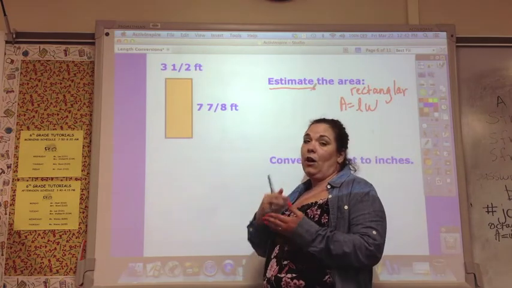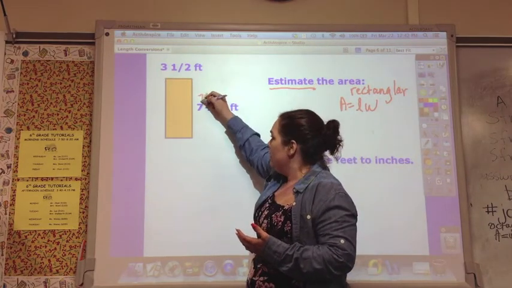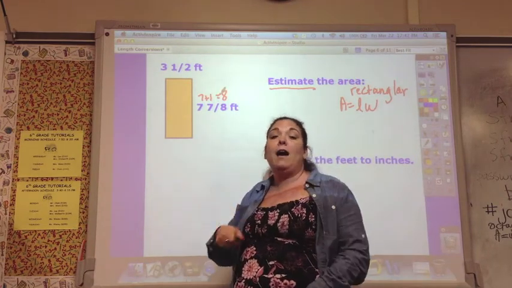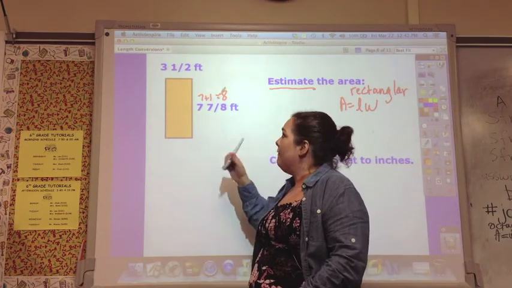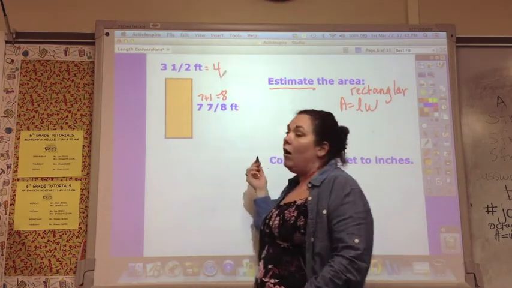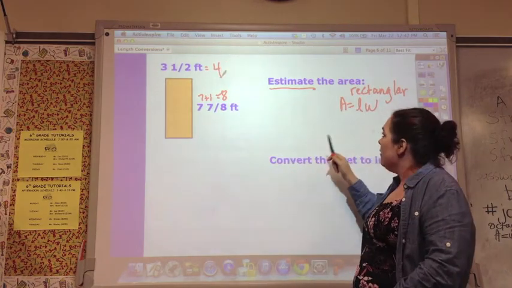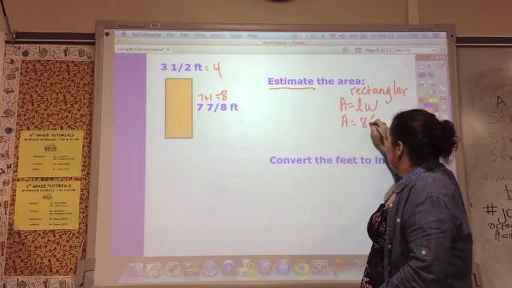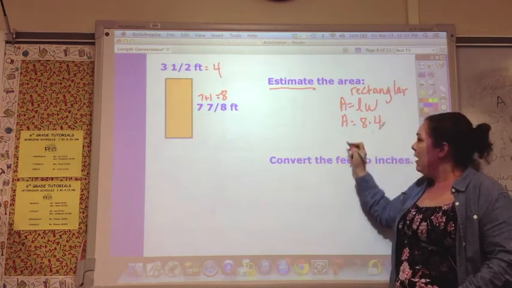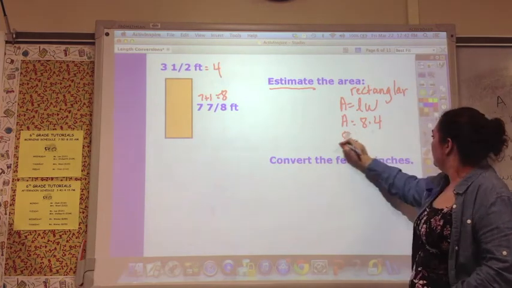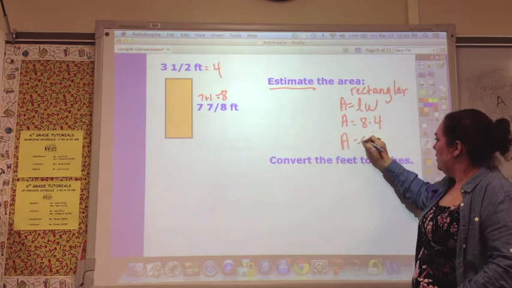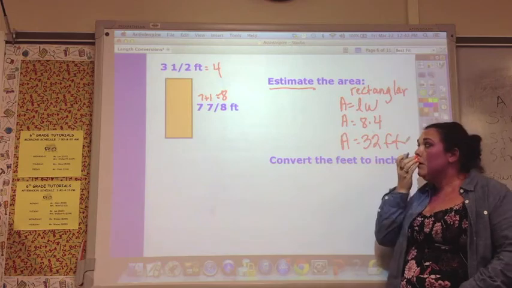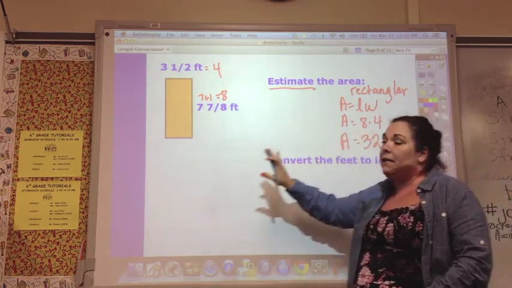So 7/8 is almost a whole, so it would be 7 plus 1 equals 8. And 3 1/2, we said half rounds up, so 3 1/2 would round up to 4. So now all we're saying is that the area of this rectangle is area equals 8 times 4. Okay? And the area equals 32. And I'm going to label it feet, because I need to label that. Now that's finding the estimate of the area of this.